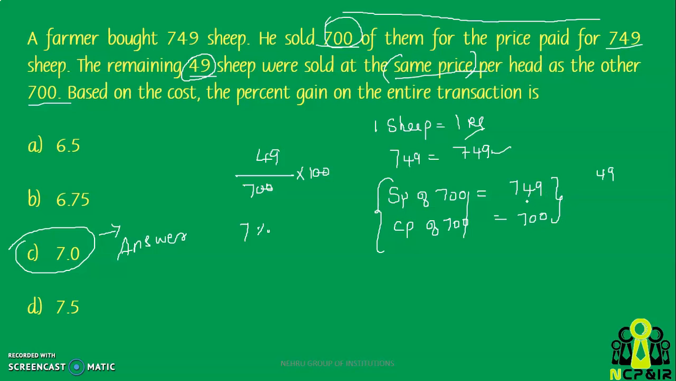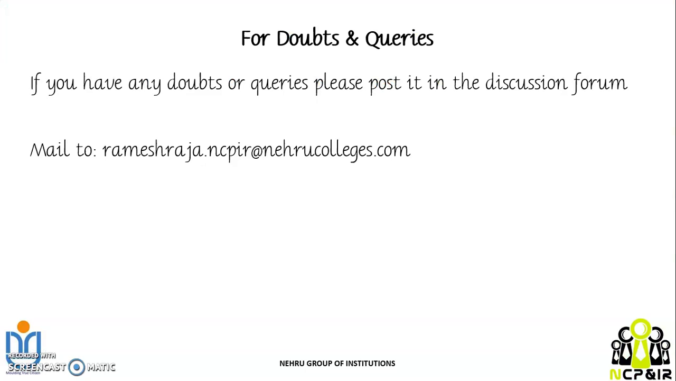Now why are we equating this? Because all the sheep were sold at the same price. So this is again a keyword. If it is sold for a different price, then maybe you need to add that value also to the total to find the answer.